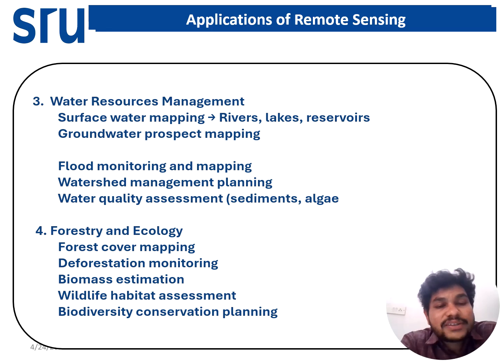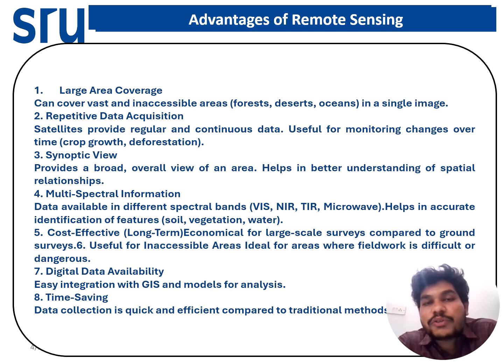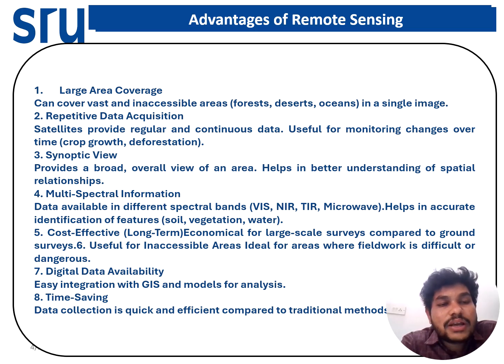It is used in forestry for forest cover mapping, deforestation mapping, biomass estimation, wildlife habitat assessment, and biodiversity and conservation mapping. Then, what are the advantages of remote sensing? So, it can cover vast and inaccessible areas like forest, desert, and ocean in a single image. It will give repetitive data, as the satellite provides regular and continuous data which is used for monitoring changes over time regarding growth and deforestation.